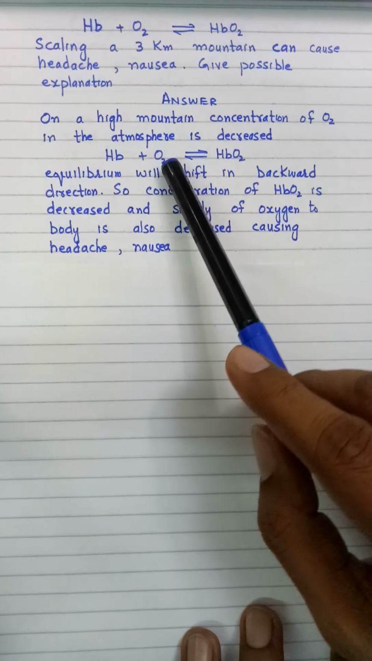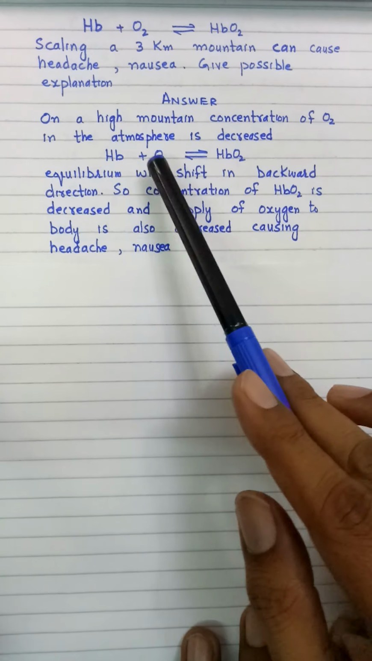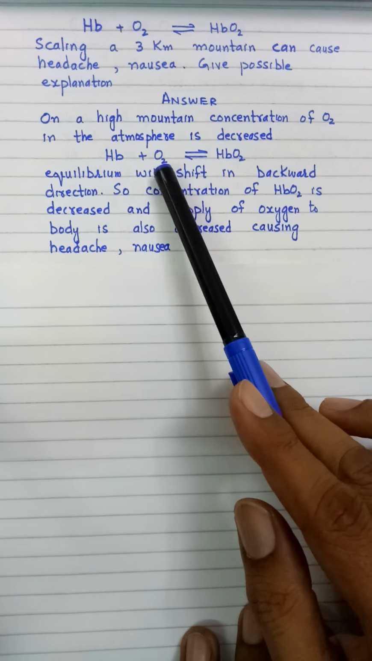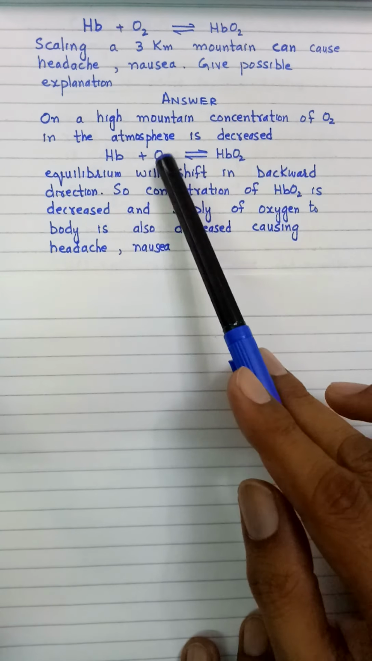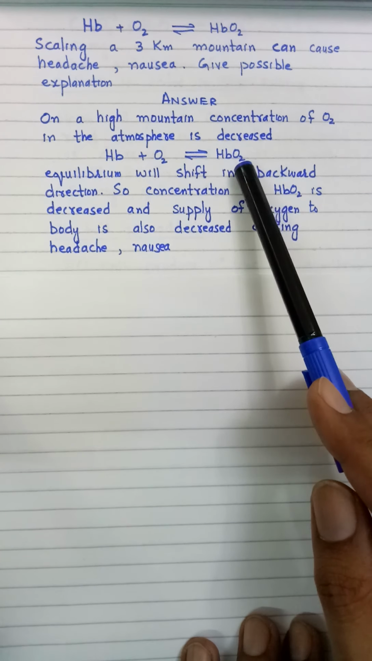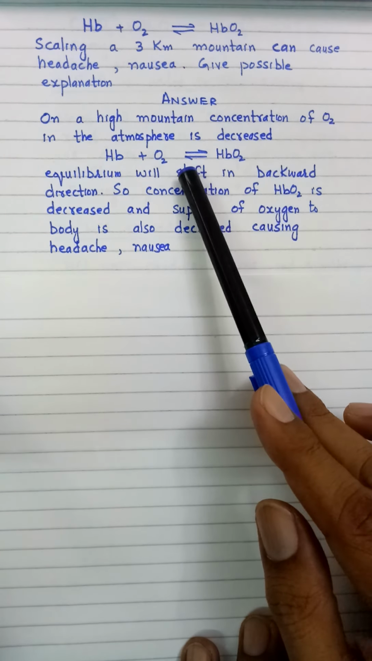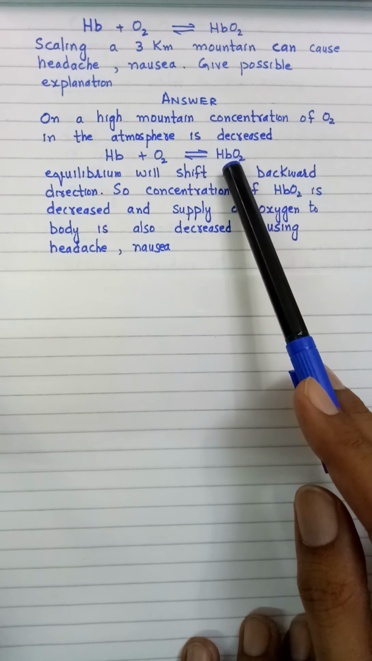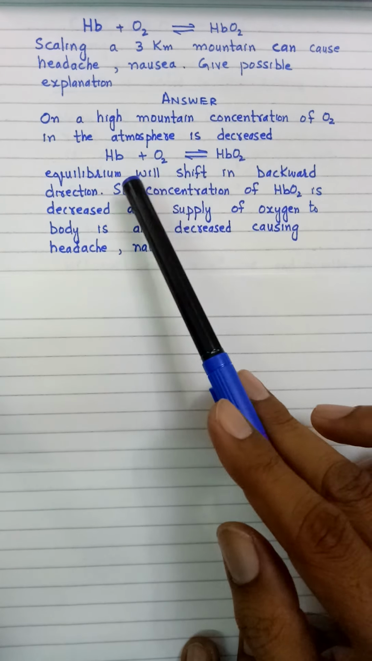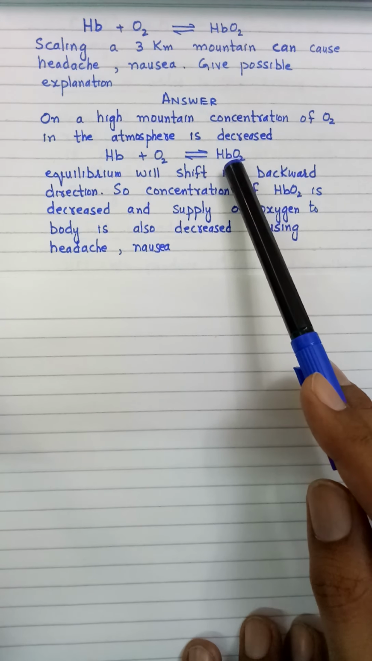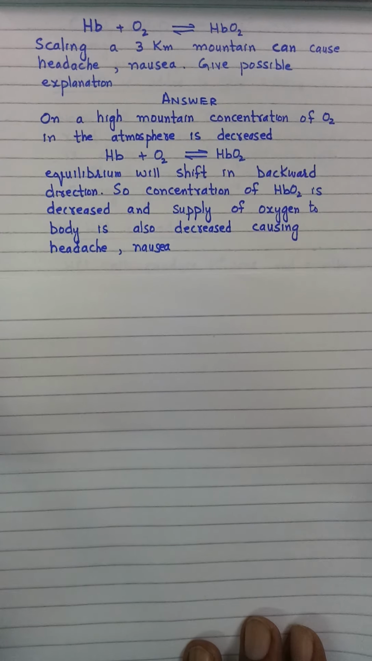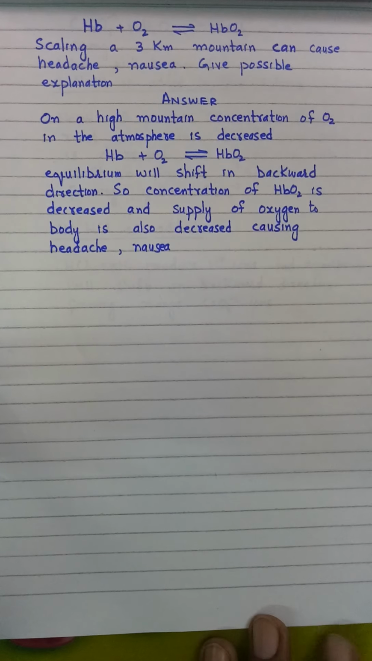If the concentration of oxygen in the atmosphere is decreased, then according to Le Chatelier's principle, the concentration of reactants is lesser and the concentration of product is greater, so the reaction will proceed in the reverse direction, and oxyhemoglobin will form hemoglobin and oxygen. As a result, the concentration of oxyhemoglobin will decrease and the supply of oxygen to the body will decrease, which will cause headache and nausea.